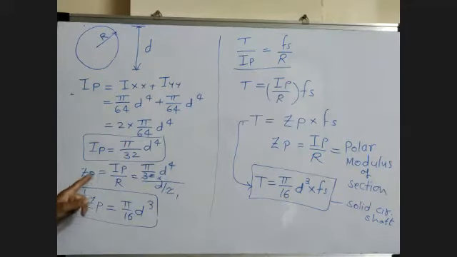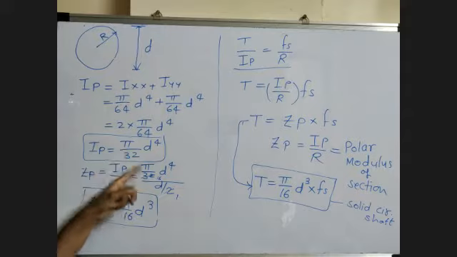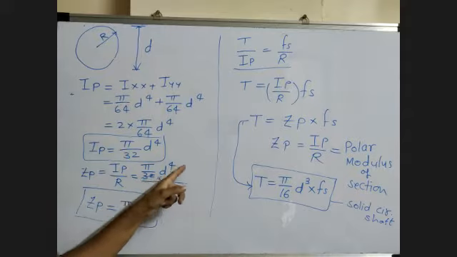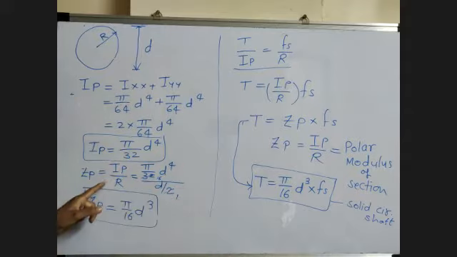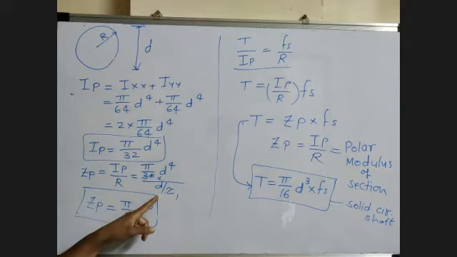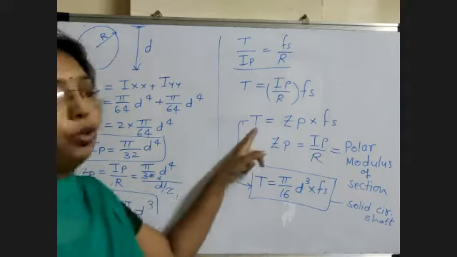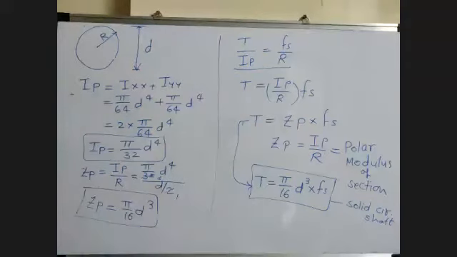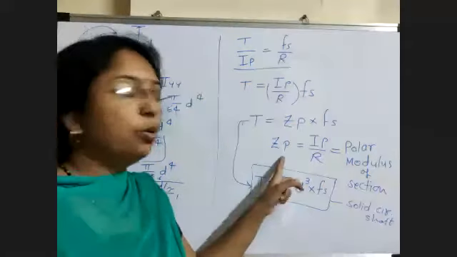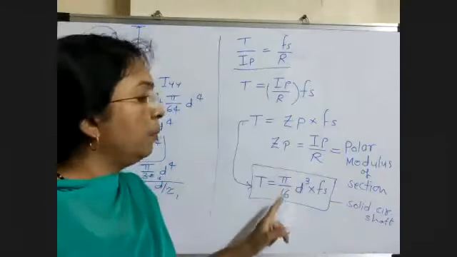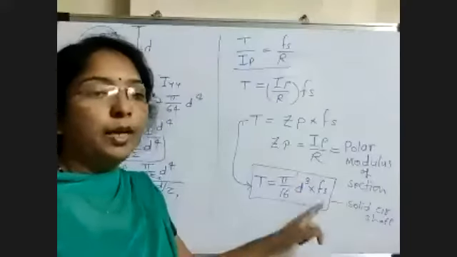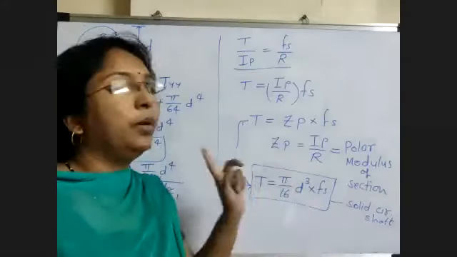Now what is the formula for Zp? IP upon R. We put the value of IP, pi by 32 d raised to 4. Now radius we wrote in terms of diameter, that is d by 2. On simplification we got pi by 16 d cube. Now let us put this value of Zp here. T equal to Zp into Fs. So we put this value, pi by 16 d cube into Fs. So this is the modified formula of torsion.